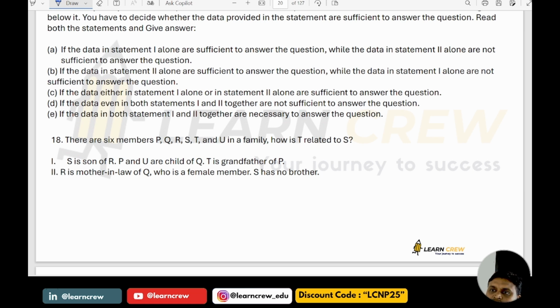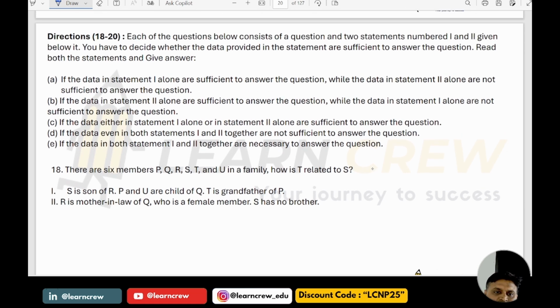Now question number 18. Data sufficiency. There are 6 members P, Q, R, S, T, U in a family. How is T related to S? As per the first one, S is son of R. P and U are children of Q. T is the grandfather of P. T is the grandfather of P means R is the mother-in-law of Q.